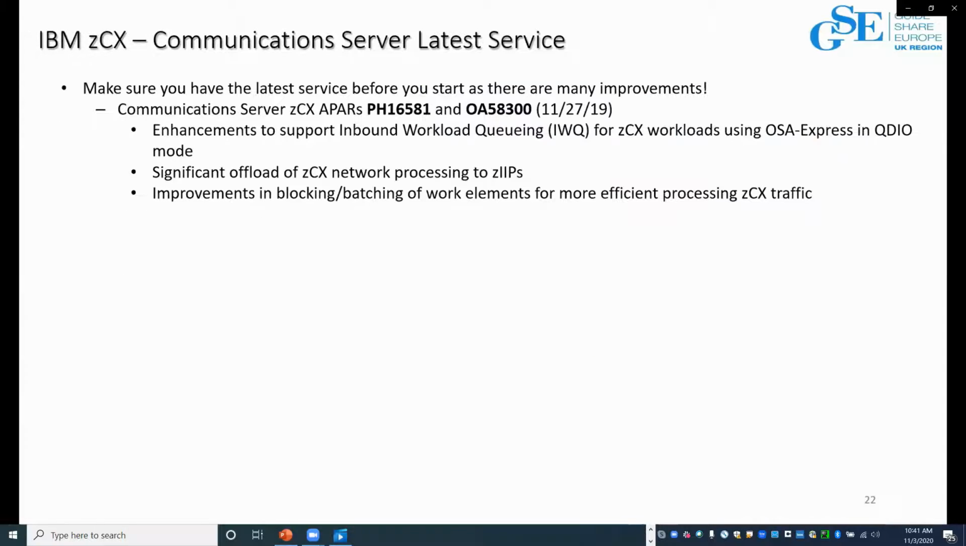The key takeaway is to make sure you have the latest communication server maintenance applied for zCX. TCP/IP APAR PH16581 and VTAM APAR OA58300 provide the IWQ enhancements that improve the efficiency of processing packets for zCX, as well as making this processing zIIP eligible.